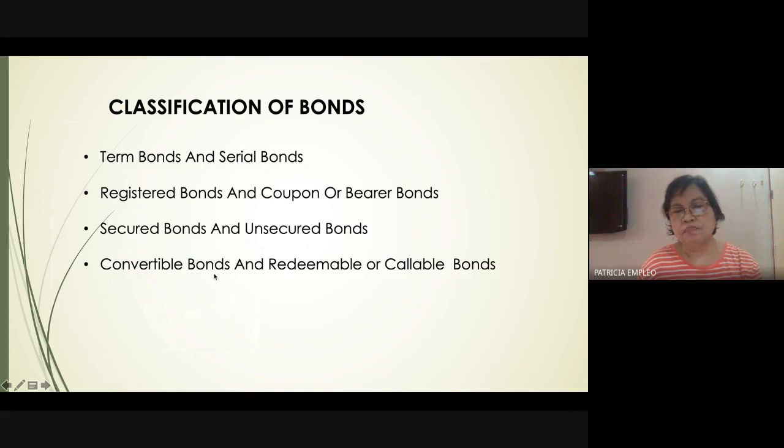However, there may be a certain period designated by the issuing corporation for the exercise of the conversion privilege. Whereas redeemable or callable bonds are those bonds which may be called in or retired by the issuing corporation even before maturity date. So this is redeemable or callable, meaning that they may be redeemed or paid even before maturity date. But that redemption date or call date is designated in the terms of the instrument.